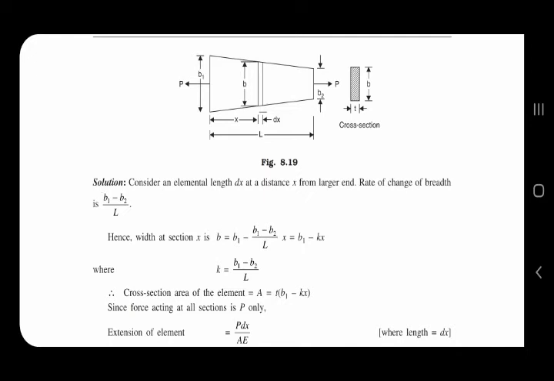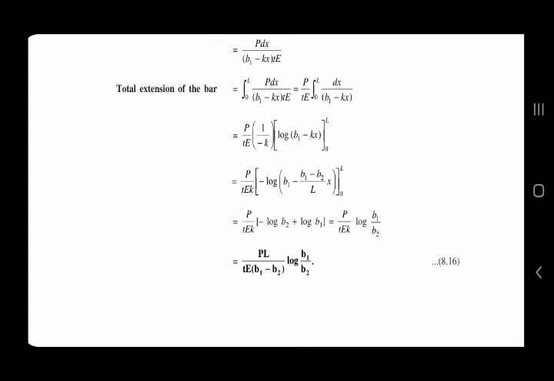Similar to the bar we are considering here, that is the diameter equivalent for the plate, where k is a constant. Therefore the cross-sectional area of the element, A, will be equal to T into (b1 minus kx). Since the force acting at all the sections is P, we can find the extension of the element, that is again P dx by AE.